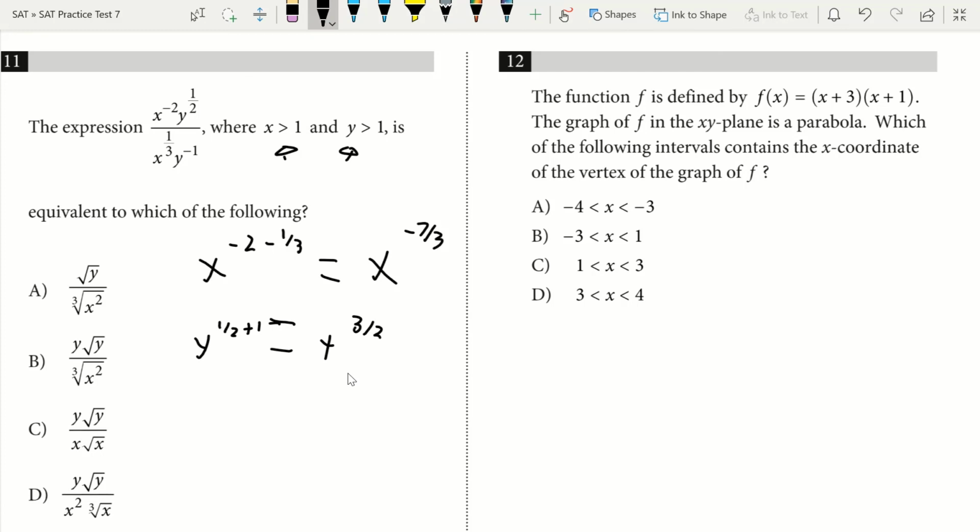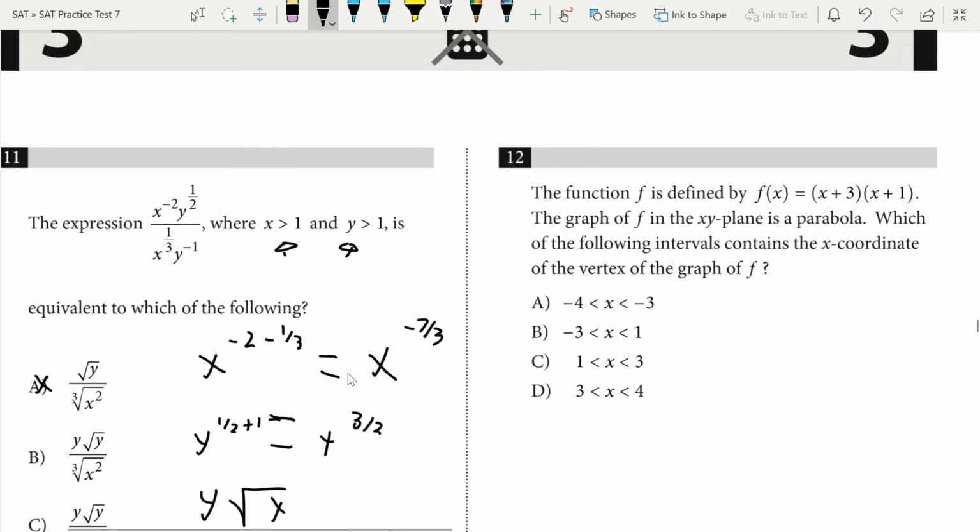All right, well, y to the power of 3/2 is going to be y root y, so I can get rid of a, and then on the bottom, I'm going to have that over x to the power of 7/3, since x to the -7/3 is x to the power of 7/3 on the bottom. X to the power of 7/3 is going to give me x squared times third root of x. So my answer there is going to be D.